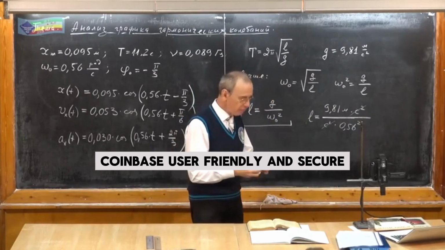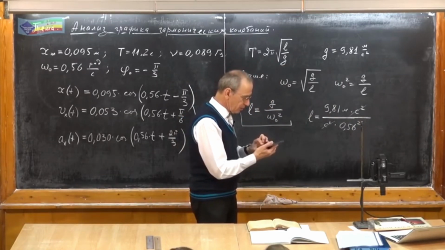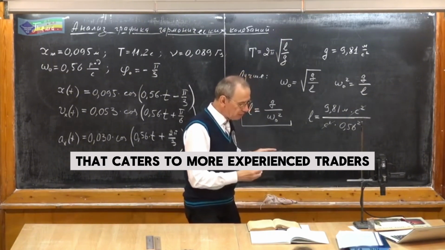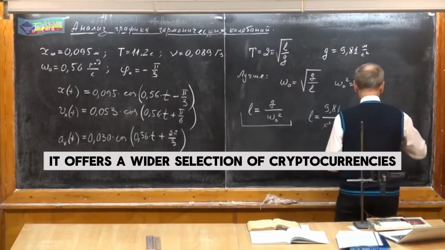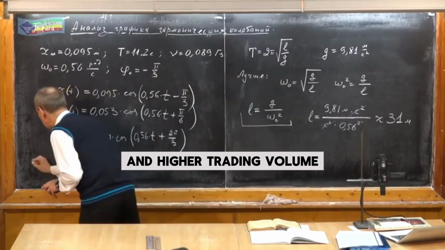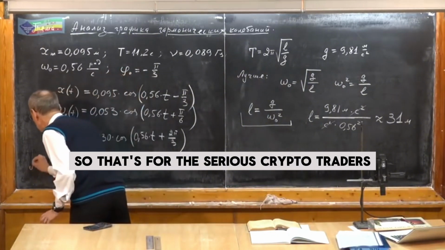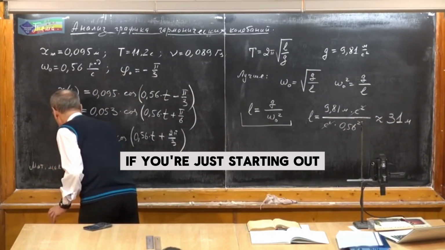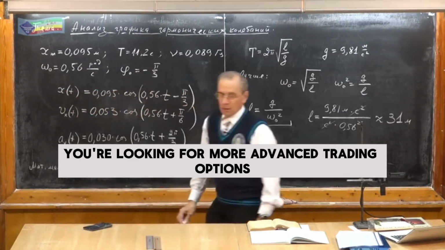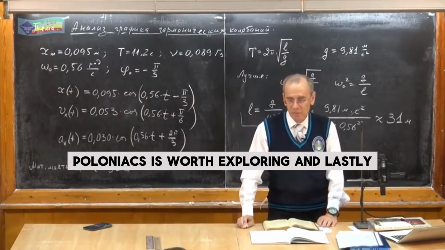Okay, Coinbase, user-friendly and secure. Got it. What about Poloniex? Poloniex is a more advanced exchange that caters to more experienced traders. It offers a wider selection of cryptocurrencies, more advanced trading features, and higher trading volume. So that's for the serious crypto traders who know what they're doing. Exactly. If you're just starting out, Coinbase is probably a better choice. But if you're looking for more advanced trading options, Poloniex is worth exploring.